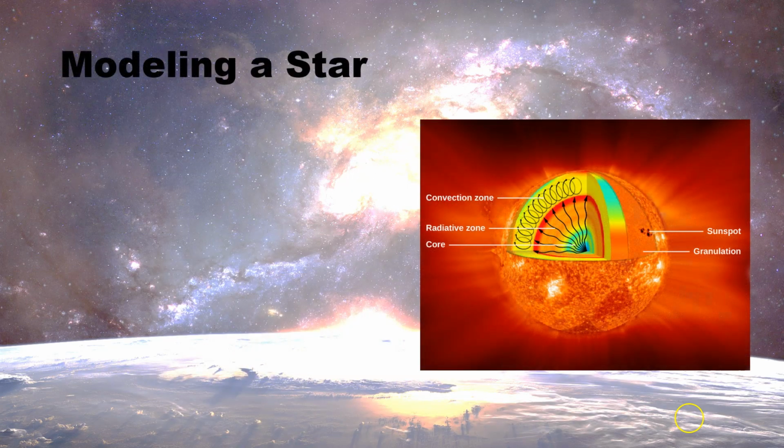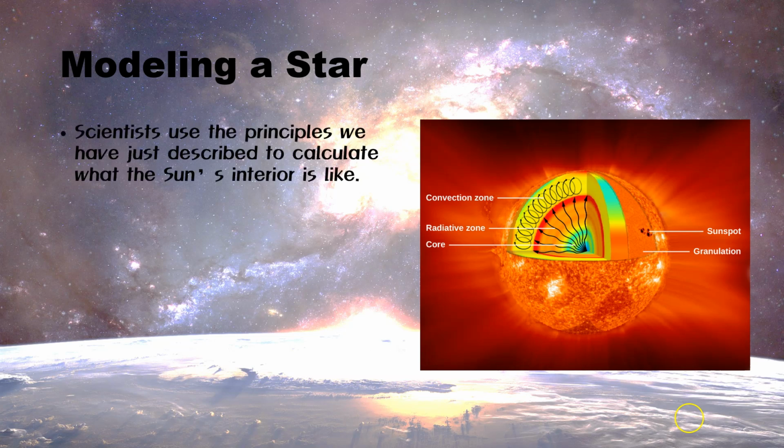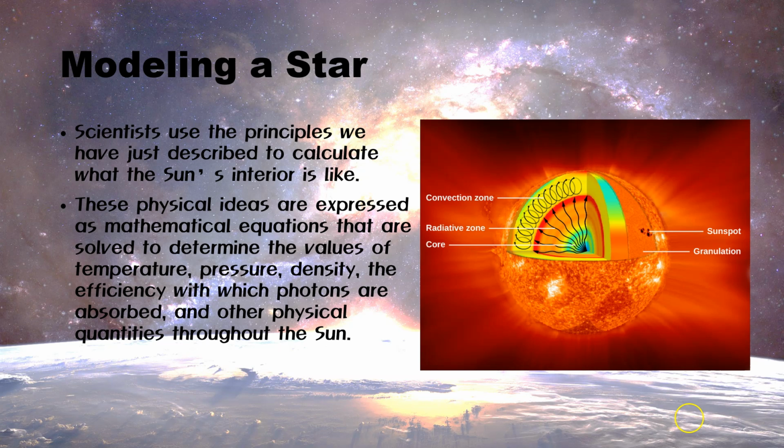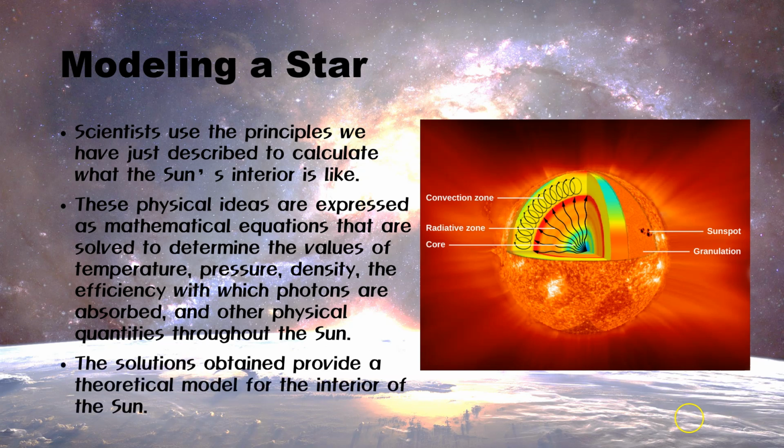And so this whole thing is very important when we start talking about modeling our star. Scientists have used those principles we have just described to calculate what we think the sun's interior is like. Now, these physical ideas are often expressed as mathematical equations that are solved to determine the values of things like temperature, pressure, density, the efficiency with which protons are absorbed, and other physical quantities throughout the sun. The solutions obtained provide a theoretical model for the interior of the sun. Again, up to this point, everything we've talked about is theoretical, but what can we do to actually add some more concrete evidence to it? Well, this means we're going to need to do some observations of the sun and its interior, which is what we will look at next.